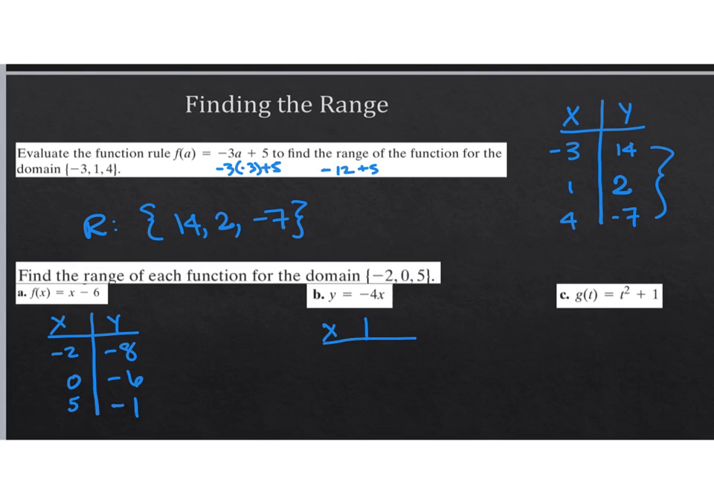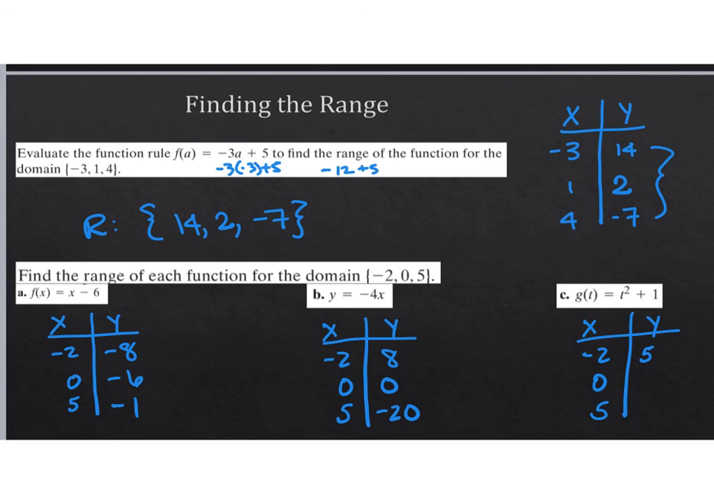Likewise, if I do my XY table here, I have -2, 0, and 5 are my X values. -4 times -2 gives me a +8. -4 times 0 is 0, and -4 times 5 is a -20. And my last one, if I do my XY table or my domain and range, I have -2, 0, and 5. -2 squared is 4 plus 1 will give me 5. 0 squared is still 0 plus 1 is 1. And 5 squared is 25 plus 1 gives me 26.